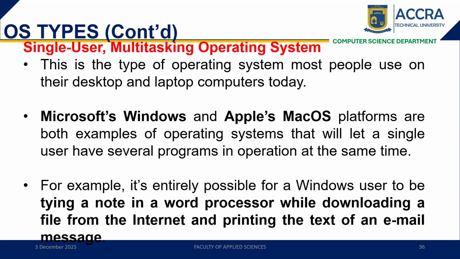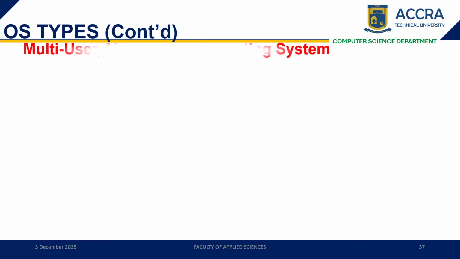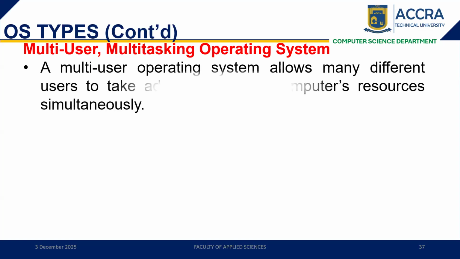That would be a single user, single task operating system. And when operating systems started coming, we had those types. It's Windows that has come to advance and allowed multitasking and all of that. So it started in that particular way. Now we have the multi-user, multitasking operating system. Multi-user, multitasking.